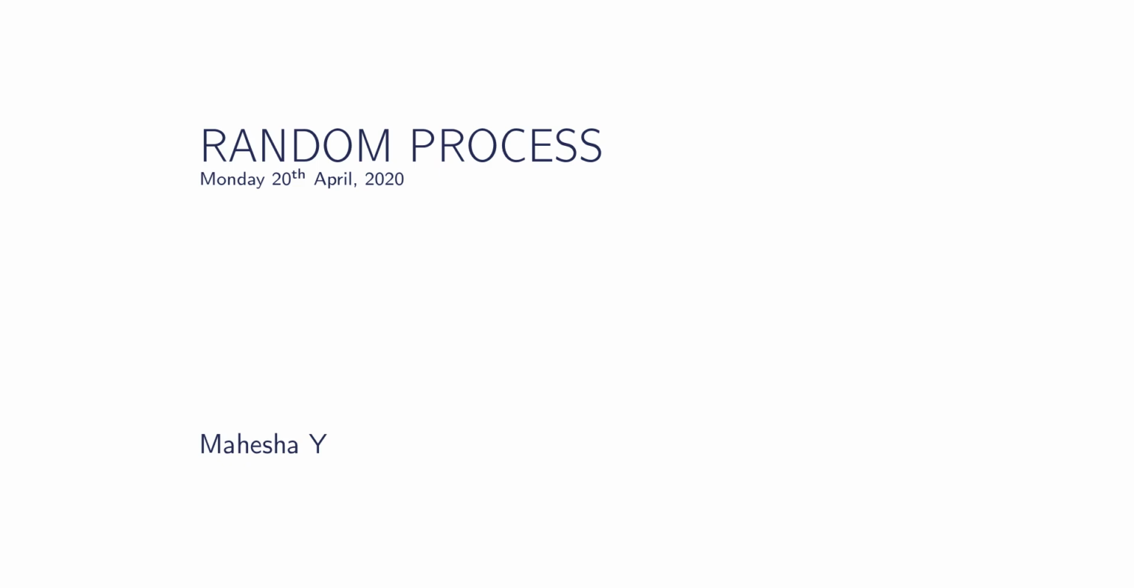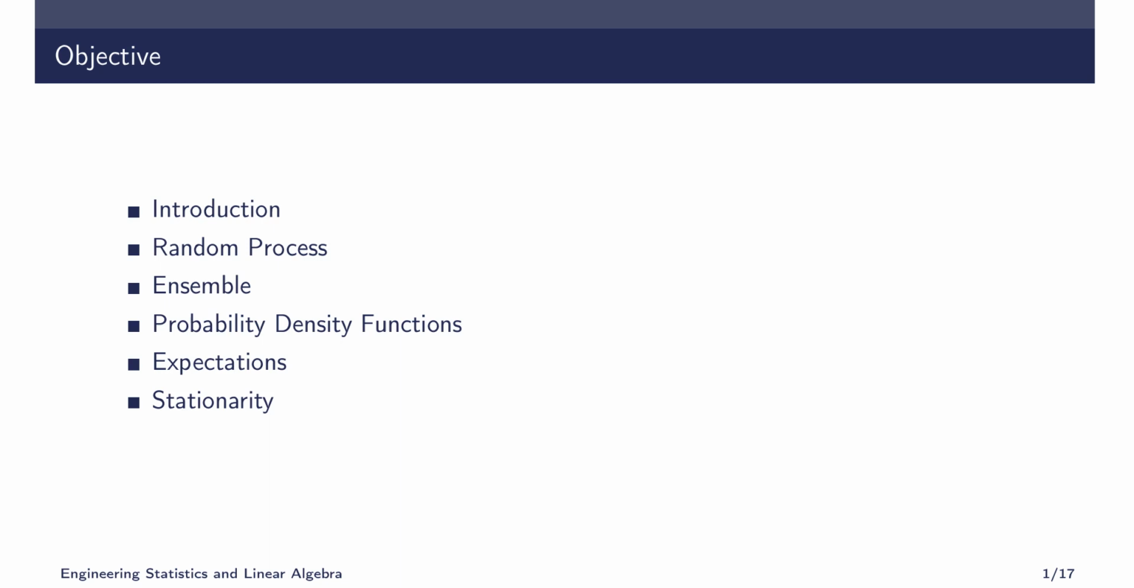We are starting our third module, which is mainly dealing with the random process. So welcome to this session. Moving to our objective, today we will introduce what a random process is and its definition, and we have some terms like ensemble, stationary, and the probability density function of a random process. Also we will discuss the expectation of a random process.